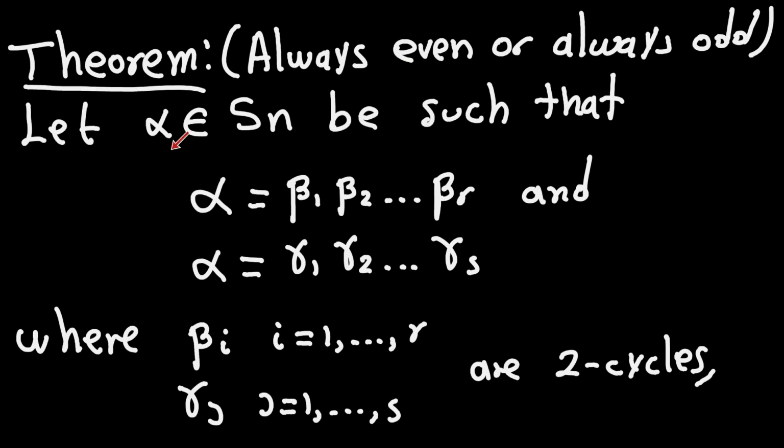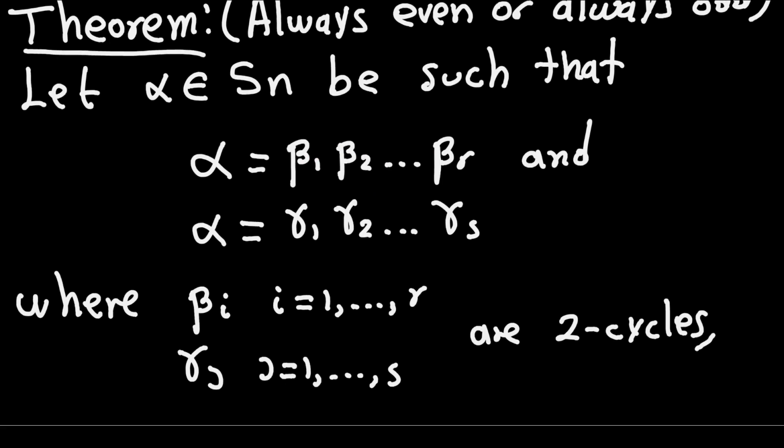So suppose you have a permutation alpha in Sn. So that is a bijection, of course. And then the same permutation alpha is expressed as a product of two cycles in this way, beta 1, beta 2 up to beta r. And the same for another decomposition, gamma 1, gamma 2, up to gamma s.